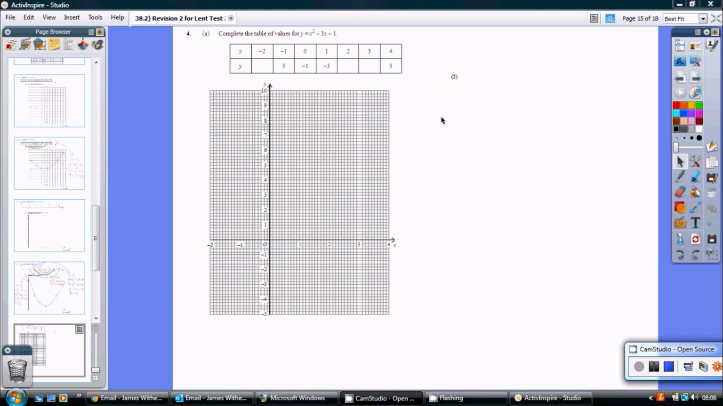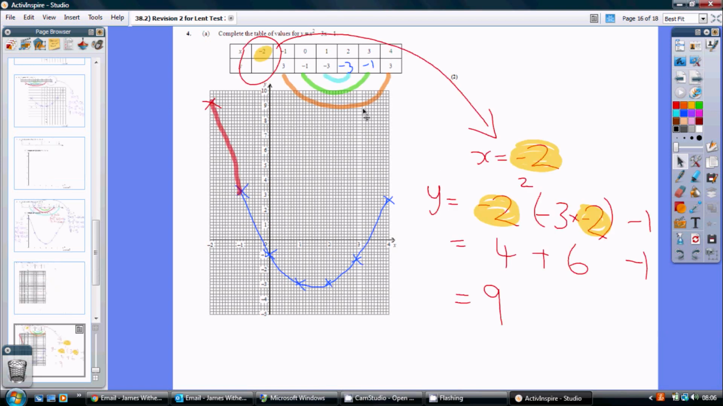So question 4, pause the video while you attempt it. So we've got quite a bit of symmetry here, haven't we? We can go from the 3 to the 3 to create the opening ripple. And therefore this inner green ripple is minus 1 to minus 1. And then the inner blue ripple is minus 3 to minus 3. So the only value we actually need to work out is when x is minus 2.